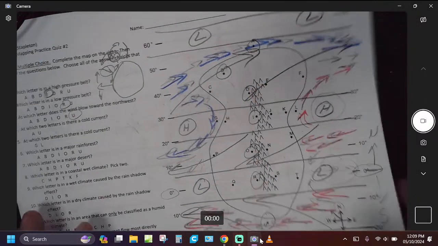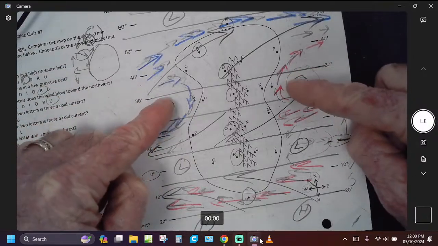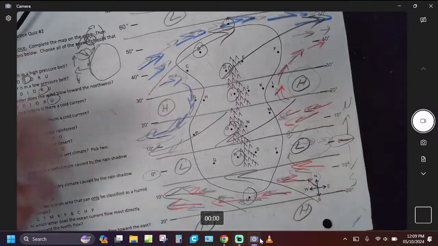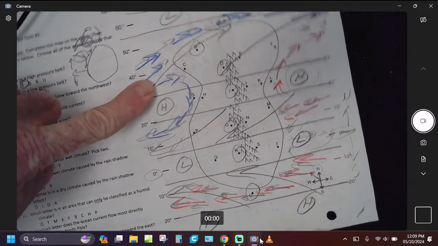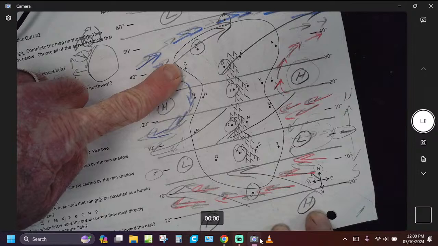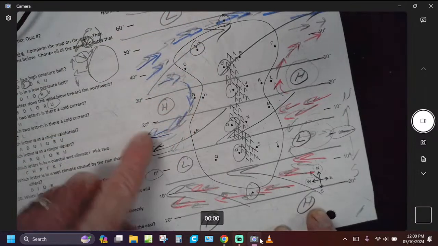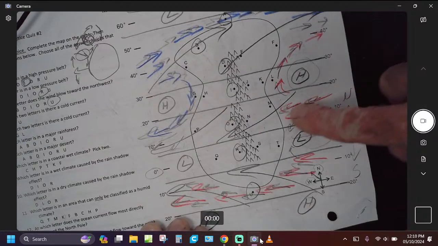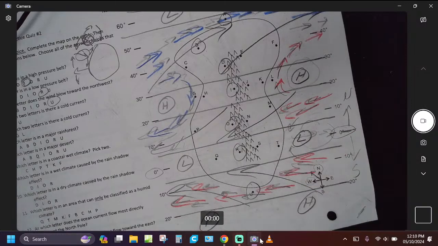That's the easy part. It's between these two places, right in here, that's kind of tricky. You can do it two ways. You can do the split method. You can say, this current's going to hit this side, and it's going to split. Some is going to go that way, and some is going to go around here. You can say this current's going to hit the side of the continent, it's going to split, some will go like that, and some will go like that. That's one way to do it.